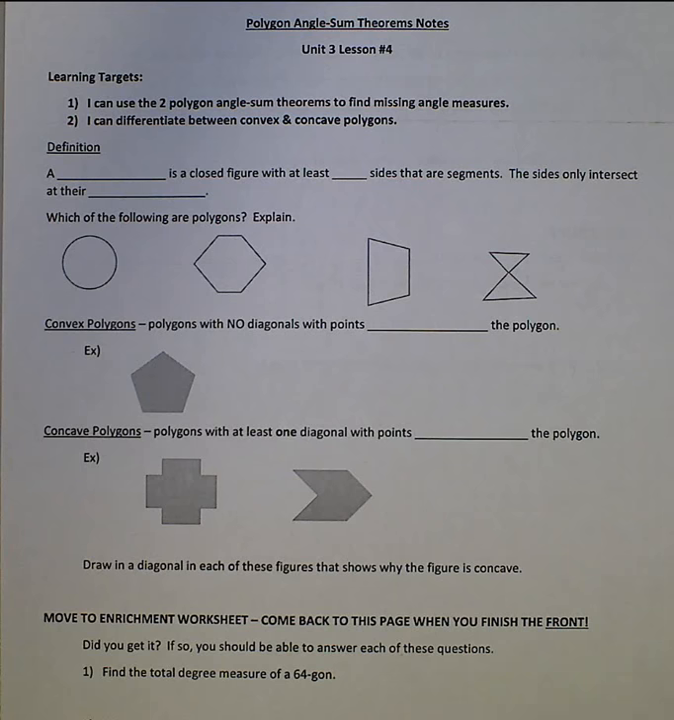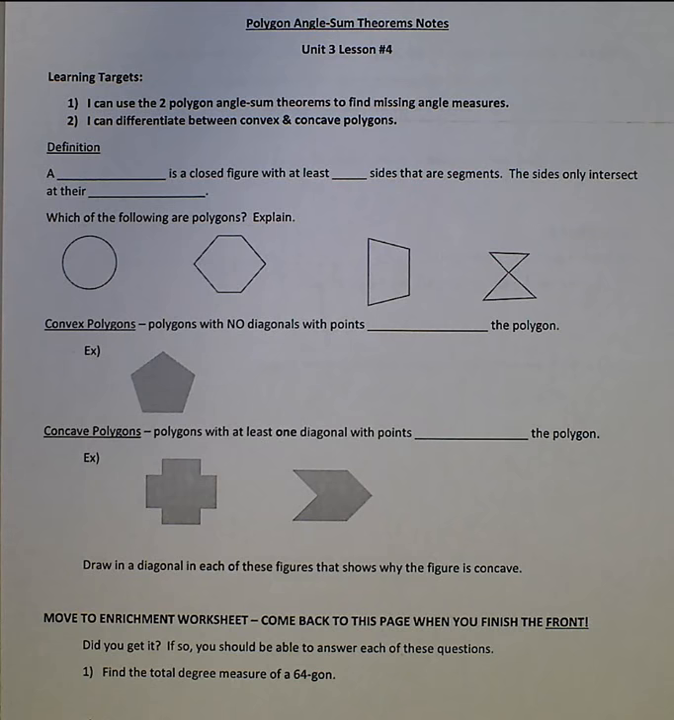Today we're going to deal with the polygon angle sum theorem. At the end of this video, you should be able to use the two polygon angle sum theorems to find missing angle measures. And you should be able to differentiate between convex and concave polygons.